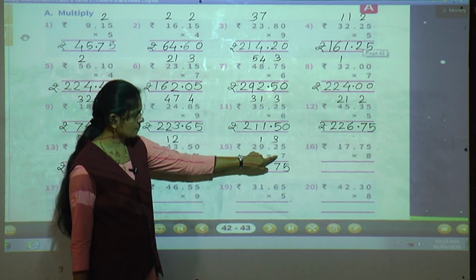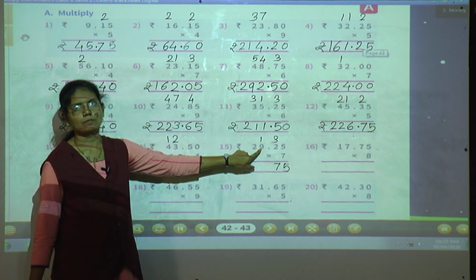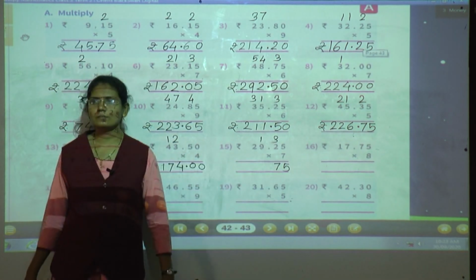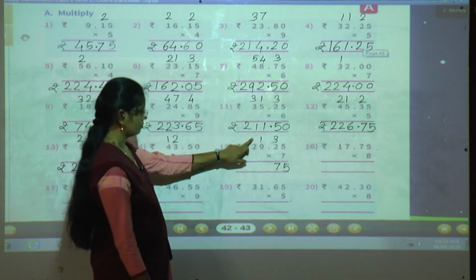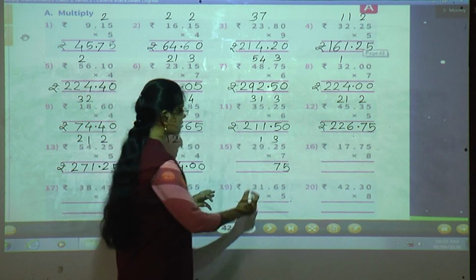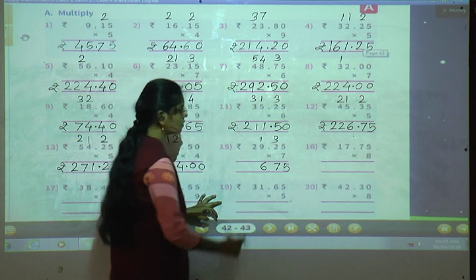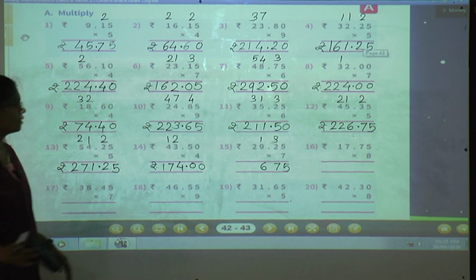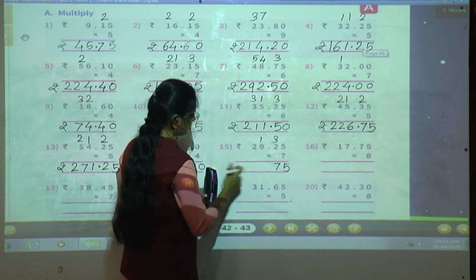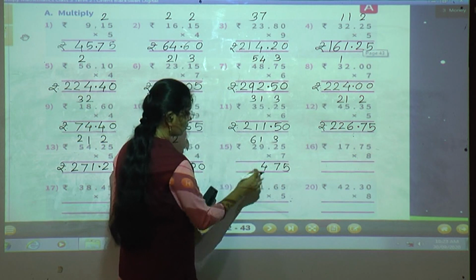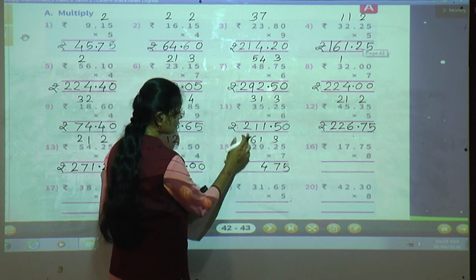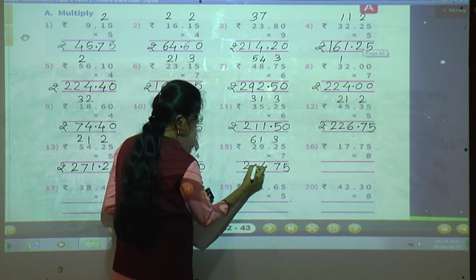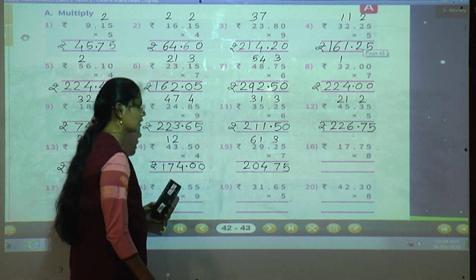Okay. Next, 7 9s are 63. Okay. So 63 plus 1, 64. So here we'll write 4 and 6 as a carry. Okay. Then 7 2s are 14 plus 6, 20. So write here 20. Now give a dot.